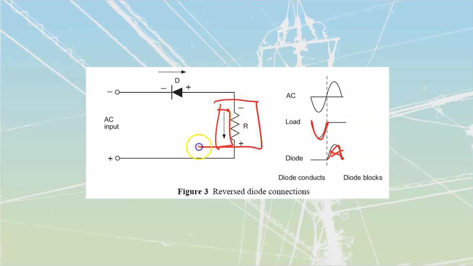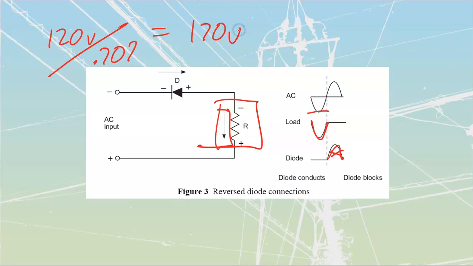Now, if I take a look at this load, if it gets my full value through here, it is going to be the full peak of what my AC would have been itself. So if my AC was 120 volts RMS, we can take the RMS value and divide it by 0.707, which is going to get us to a peak value of 169.8. We round that to 170 volts. So we've got 170 volts. That is going to be the absolute peak that I'm going to see at my load over here.